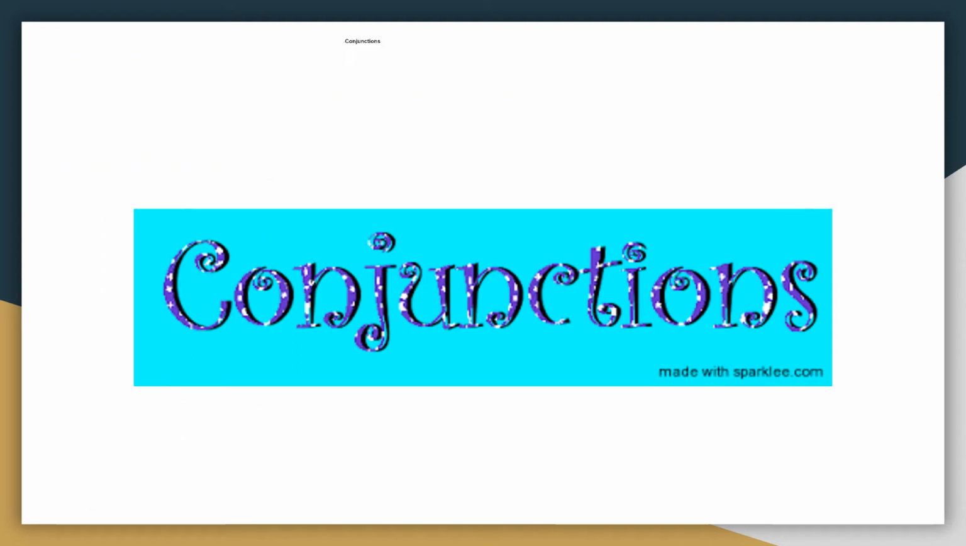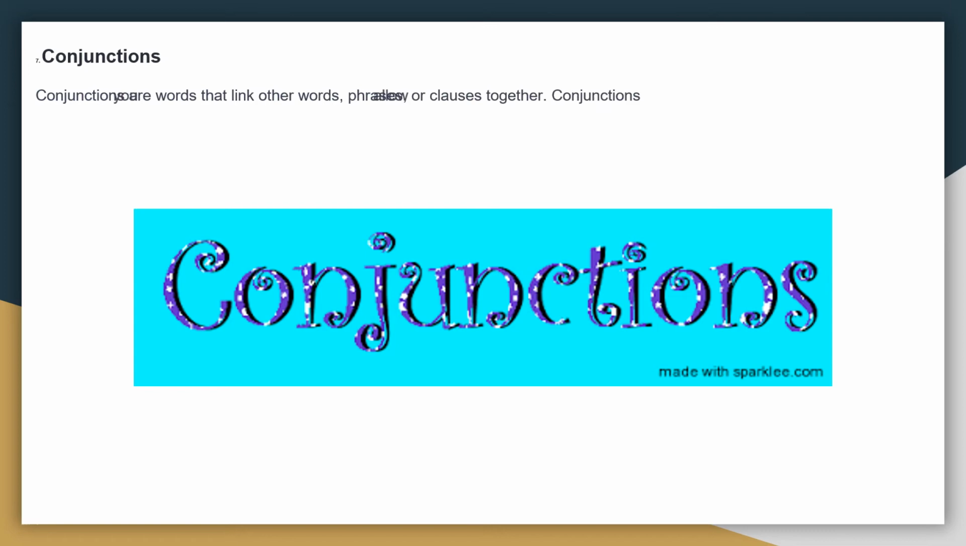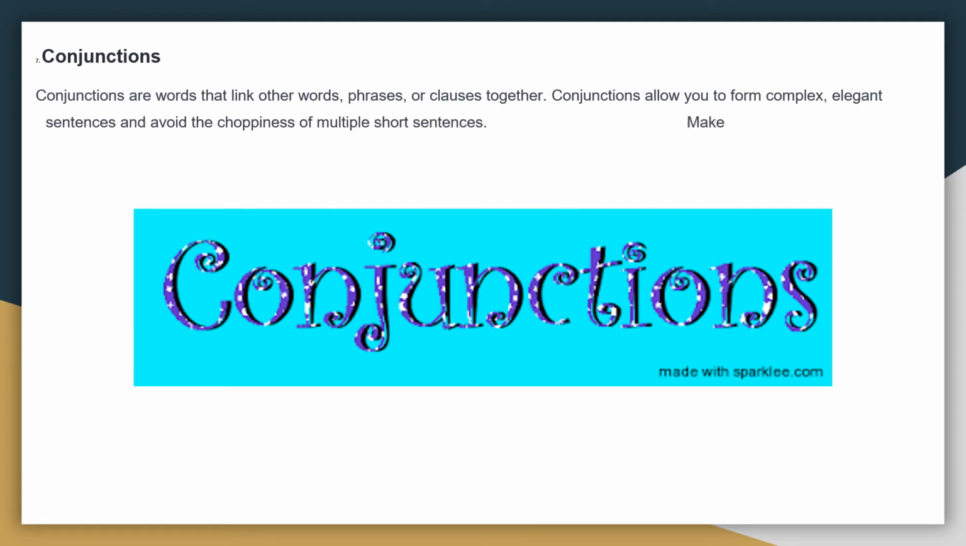Conjunctions. Conjunctions are the words that link other words, phrases, or clauses together. Conjunctions allow you to form complex, elegant sentences and avoid the choppiness of multiple short sentences. Make sure that the phrases joined by a conjunction are parallel.